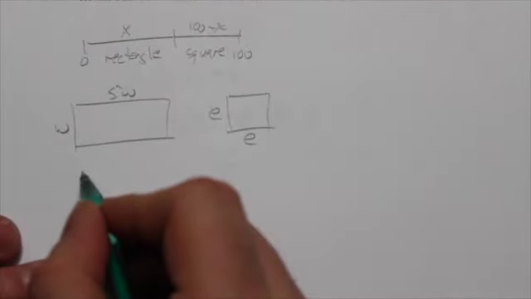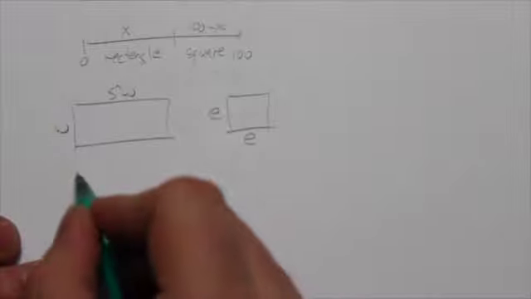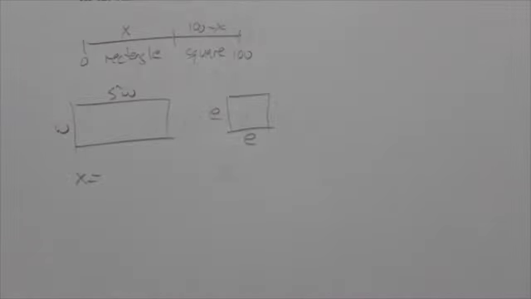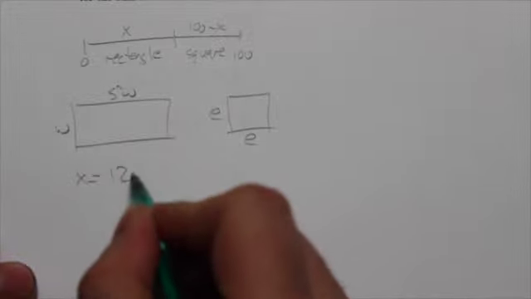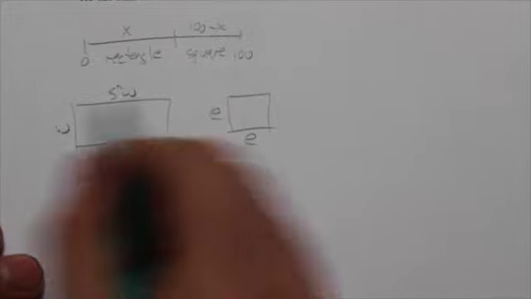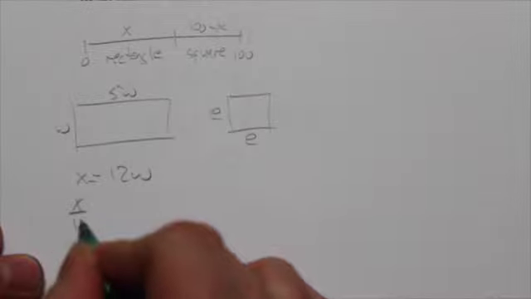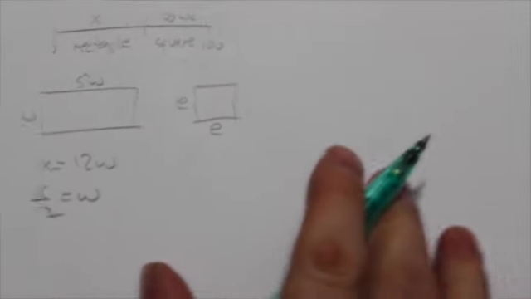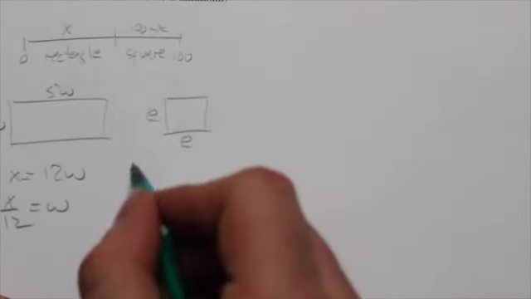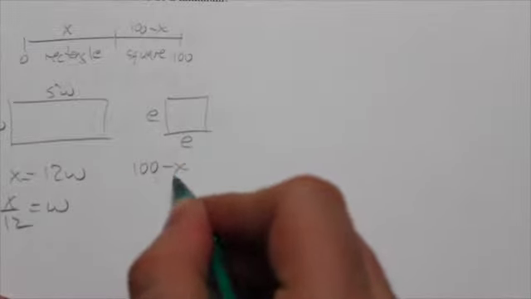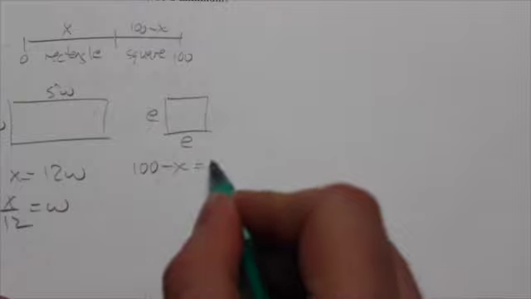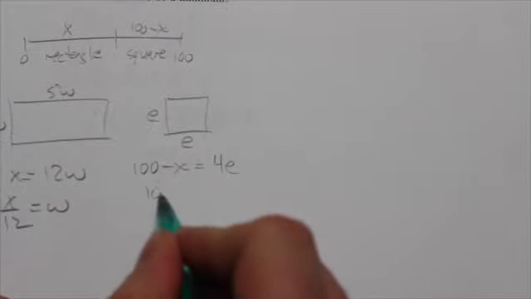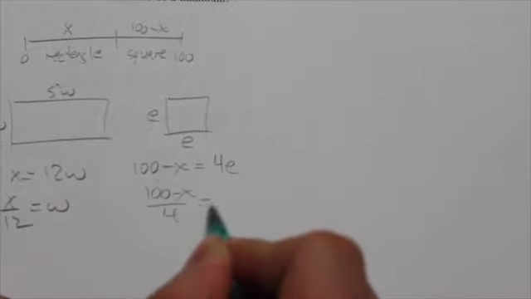So this x here is going to be the perimeter of the rectangle. That's 5 w's here, 5 w's here, w, w. That's a total of 12 w's. So the width of the rectangle is going to be x over 12. For the square, it's fairly straightforward. The perimeter of the square is 100 minus x, and that's going to be 4 e's. So (100 minus x) over 4 is equal to e.